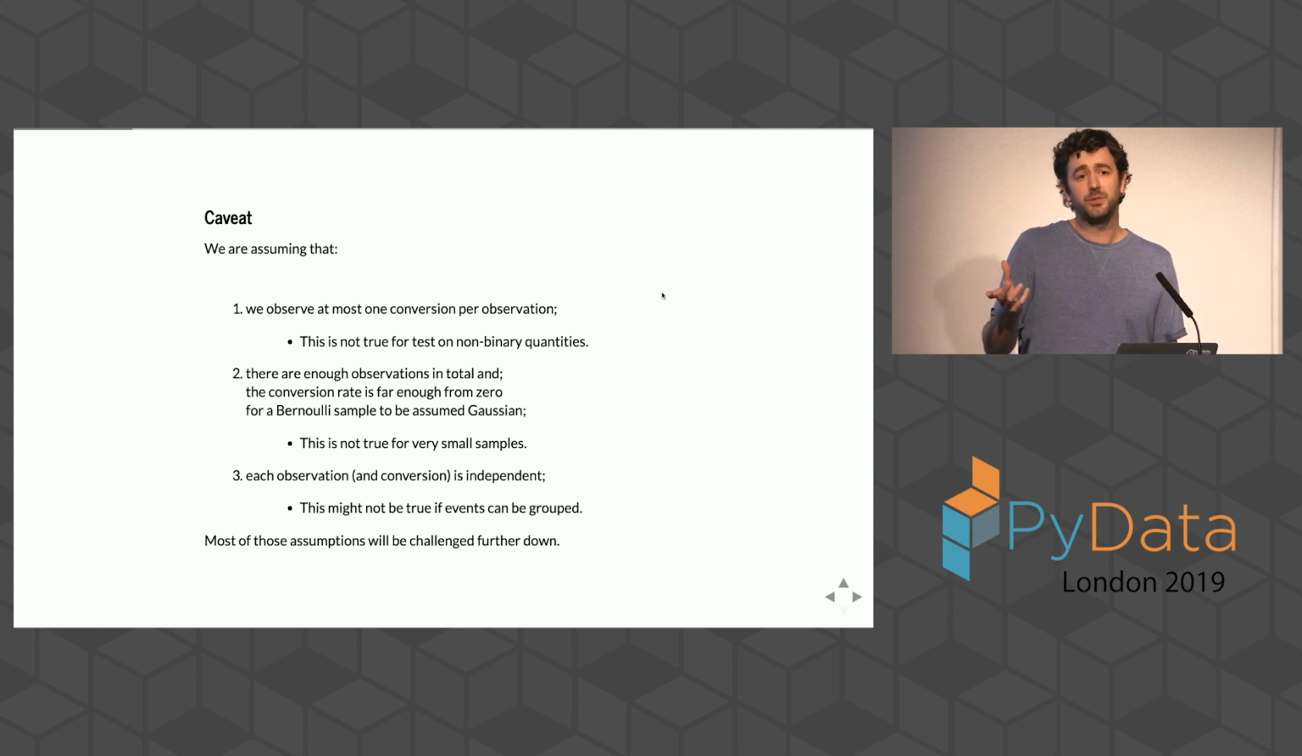And also you have to make some approximations between a Bernoulli sample and the Gaussian. So for that you need theoretically at least a sample of 30 observations, which is not a lot, it's okay. And your conversion rate needs to be a little bit above 0. So here it says far enough from 0, but just a little bit above 0 is okay. And also, all your observations must be independent.